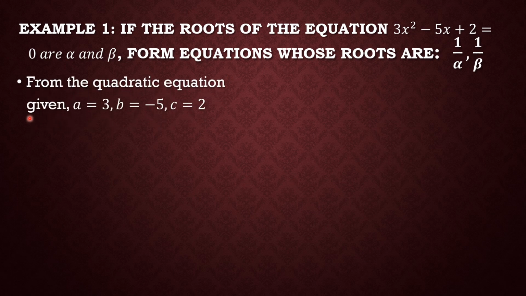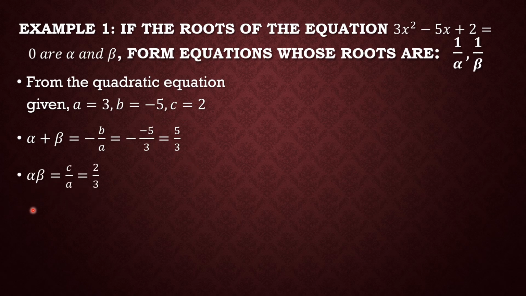From the quadratic equation given, we have to understand that a is 3, b is -5, and c is 2. So alpha plus beta, which is the sum of the root, will be minus b over a. So the sum of the root for this equation will be minus -5/3, which will be 5/3. Then the product, which is c over a, will be 2/3. Which means when you sum the root, you get 5/3, and when you multiply the root, you get 2/3.